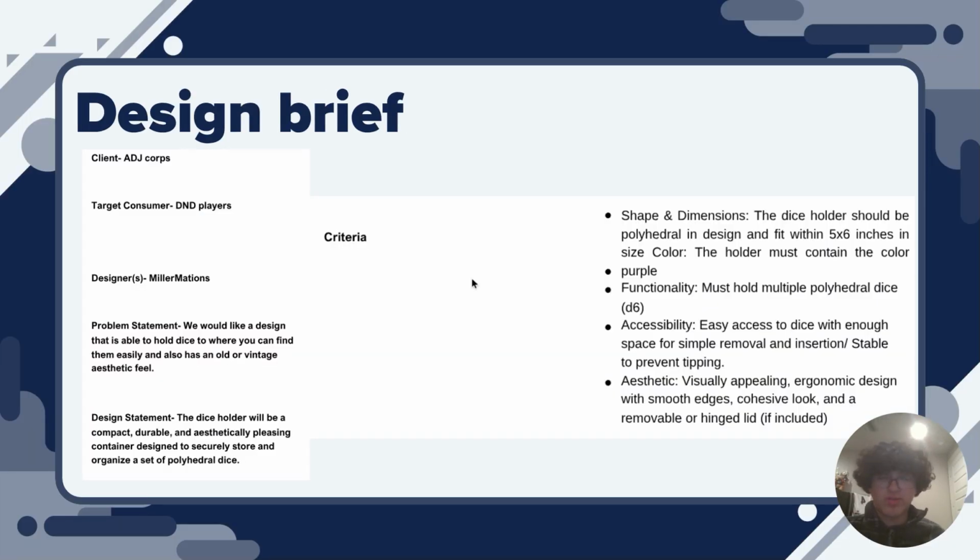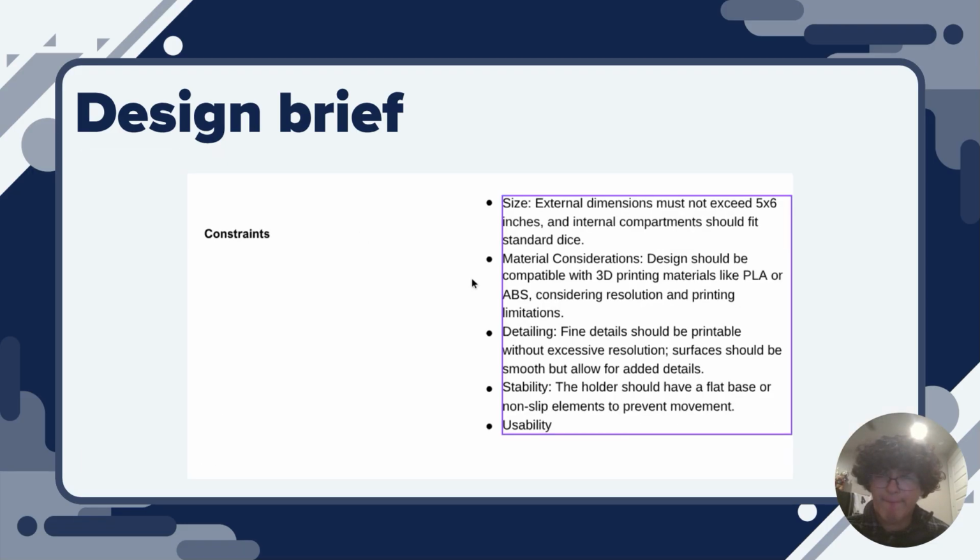Here's our design brief. This is any constraints they had for us. As you can see, it shows the client, consumers, designers, their problem statement, and some criteria such as the shapes, which have to be 5x6, color, functionality, accessibility, and aesthetics. Basically, they're just saying they want it to look pleasing, they want it to be a certain size, they want it to be a certain color. That's all they're saying.